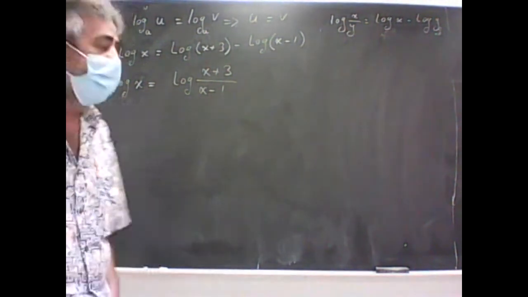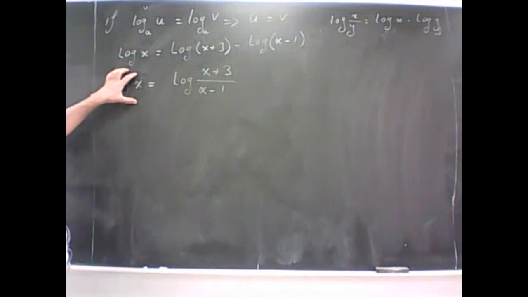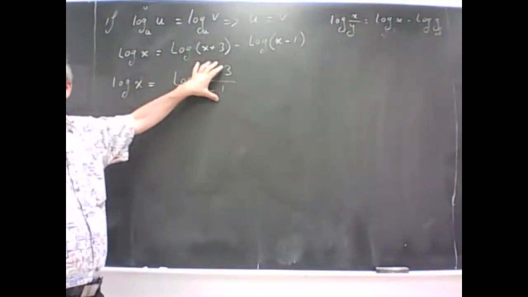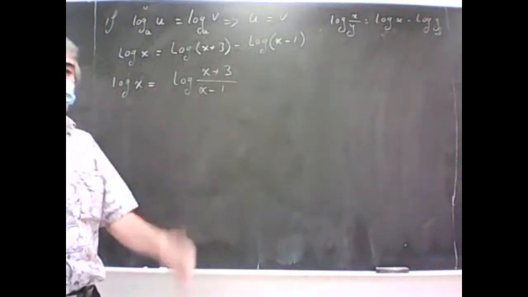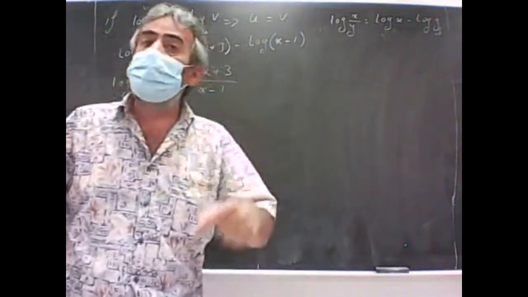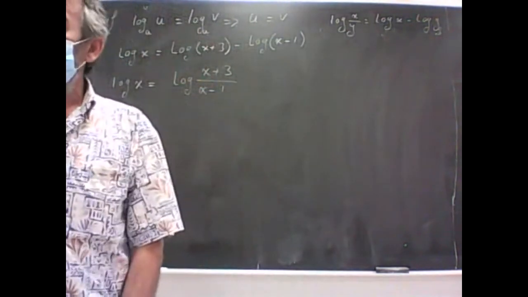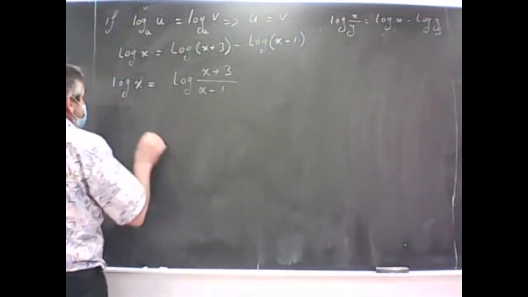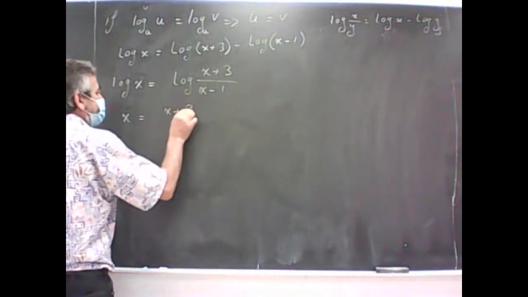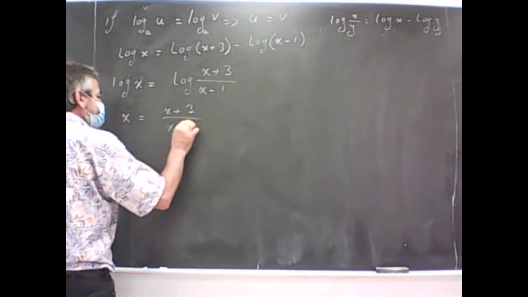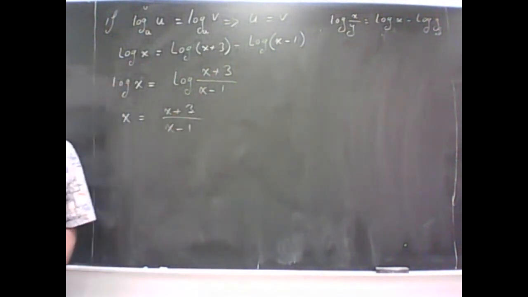Now the next step I look at and I see, oh, we have one log on this side and one log on this side. Now I can use that property on top and take away the logs and say what's inside the log must equal. So now I can say x equals (x plus 3) over (x minus 1). Well, now we need to solve this.